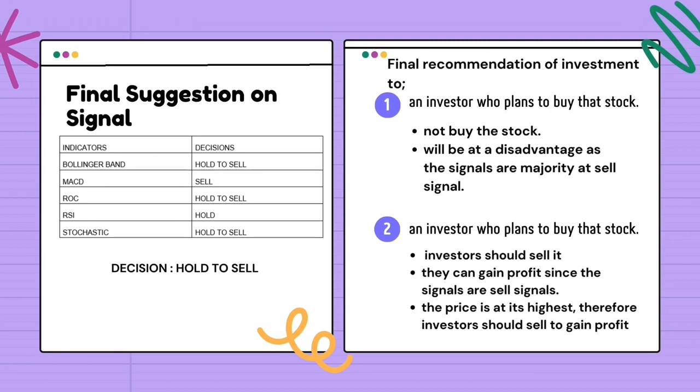and plans to sell it. Based on the above situations, the best recommendation for investors who already hold and plan to sell it is that the investors should sell it. If investors sell their stock, they can gain profit since the signals are sell signals.